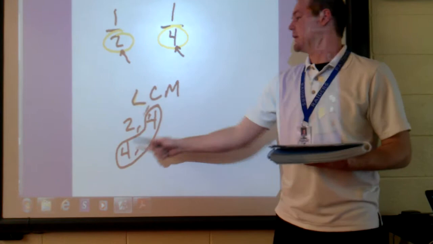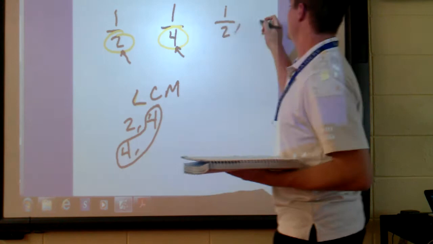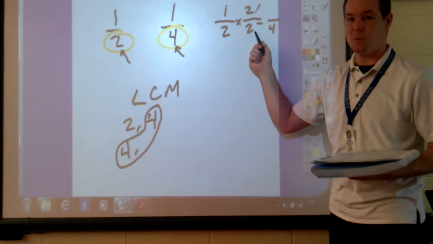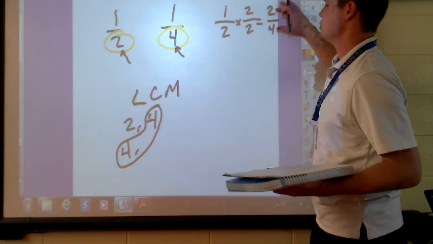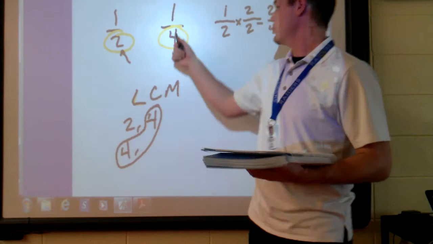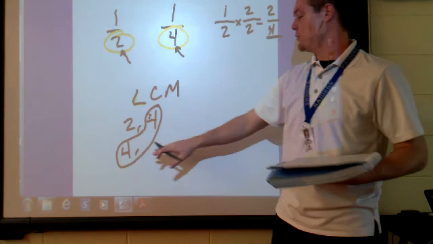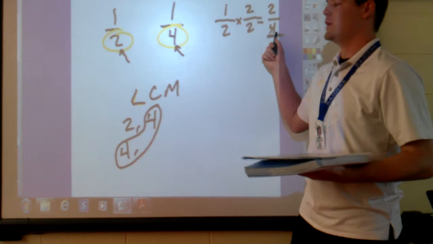Now we need to convert this fraction 1/2 to a fraction with a denominator of 4. We do that by, of course, multiplying by a fraction equal to 1. Okay, 2/2 is equal to 1. 2 times 2 is 4. 1 times 2 is 2. Now that I have a fraction 2/4, I can compare it to 1/4. I can add it or subtract it with 1/4. Okay, but not until you have common denominators can you do that. Again, to add and subtract or compare fractions with unlike denominators, you find the least common multiple of the denominators, and then you get them to have the common denominators, and then you can work with them.